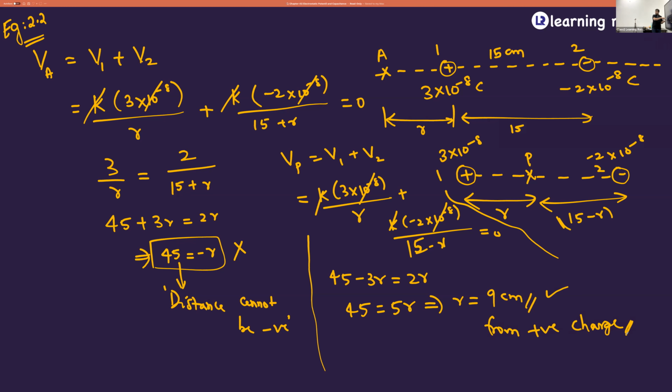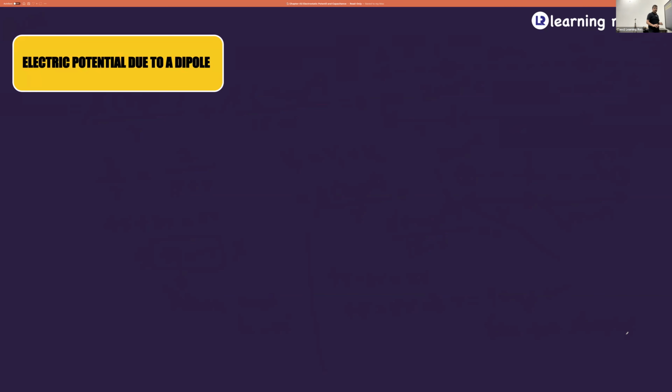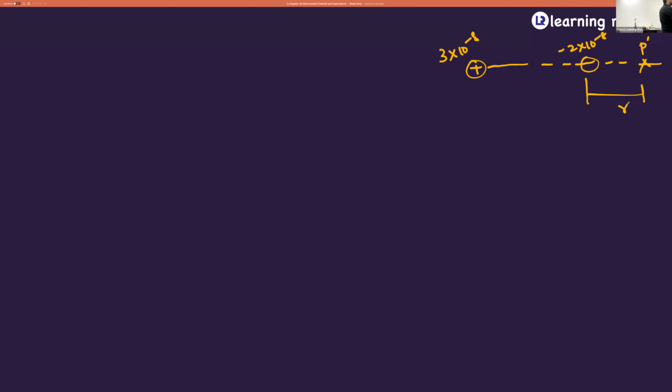Am I clear with this? Did you understand why this is wrong? Because here the distance can't be negative, whereas here you got a positive value. Yes, it is right. So let me complete, then you can copy it. Okay. The next scenario is going to be like this. Positive charge, negative charge. So it is going to be 3 into 10 power minus 8, and here it is minus 2 into 10 power minus 8. Let me consider the point to be here. Let me call this P dash. I'll take this distance to be R. Then this distance will be 15 plus R. Clear with that?